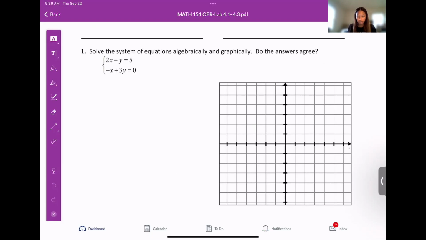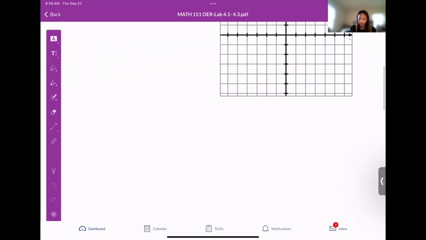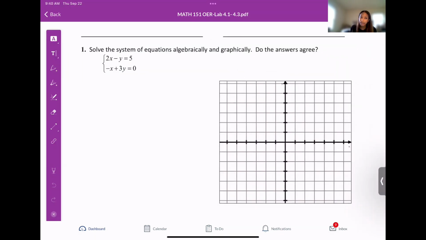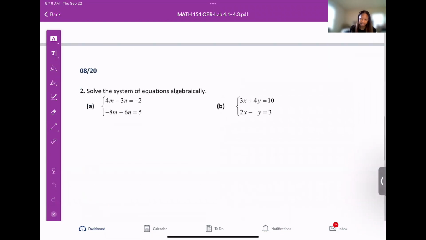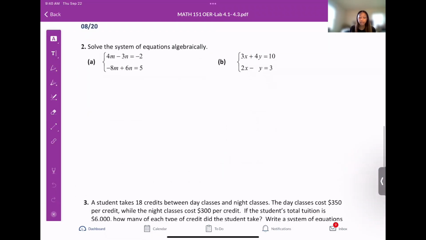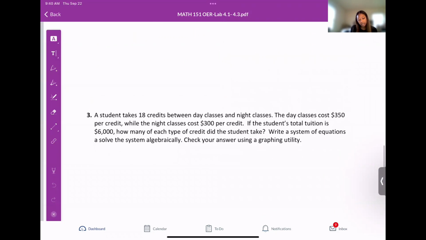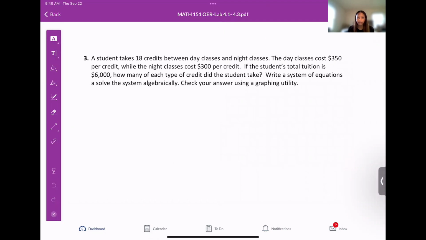There are 3 problems on here, it's not too bad. The first one just says to solve the system of equations algebraically and graphically. For algebraically, you can use either of the methods, substitution or elimination. And for graphically, you want to graph both lines and show where the intersection point is. Your answers should match. Okay, so it says, do the answers agree? They better, because there's only one right answer. And then for problem 2, you're just given 2 systems where, again, you can solve using either algebraic method. And then problem 3 is the one that I want to talk to you guys about a little bit.